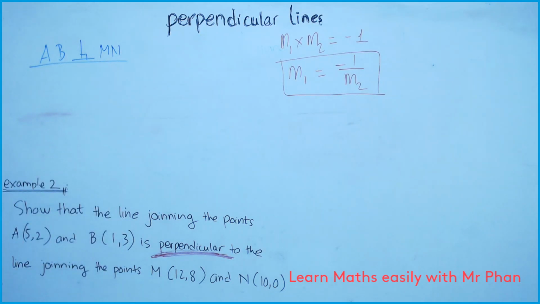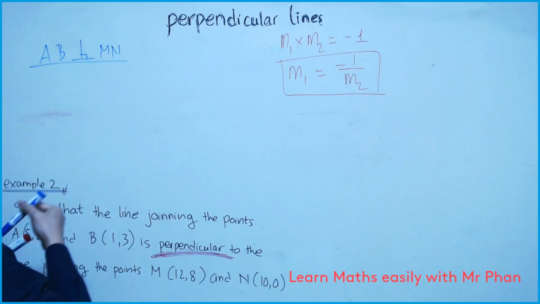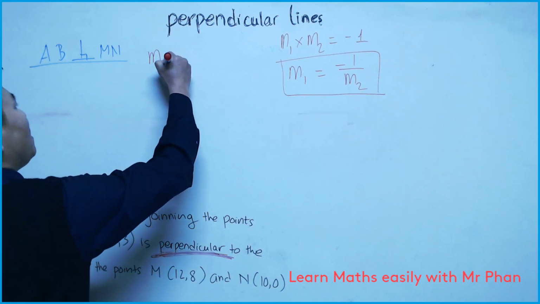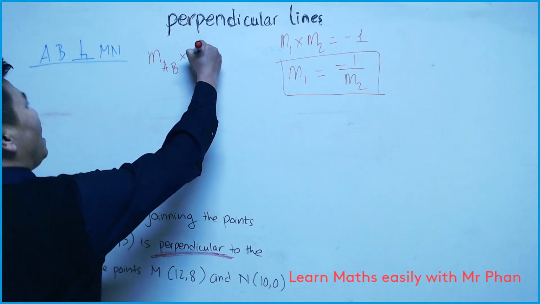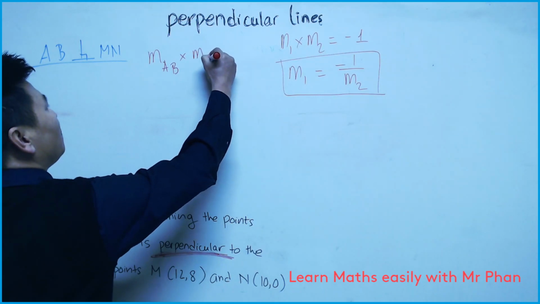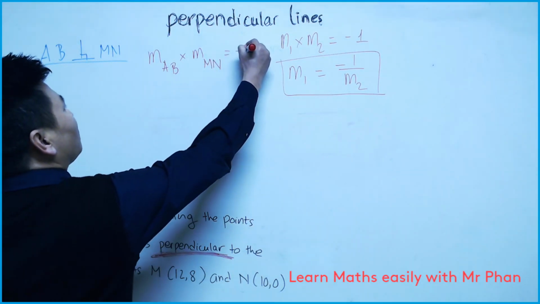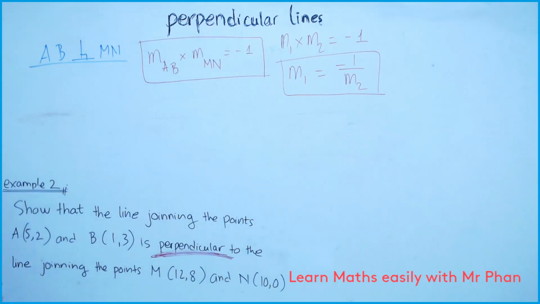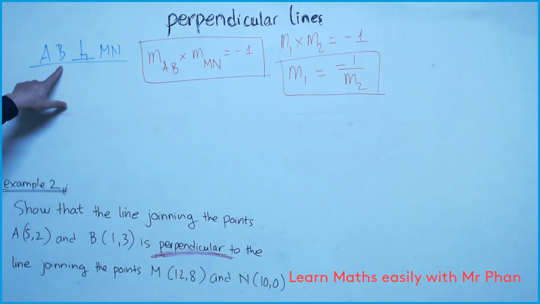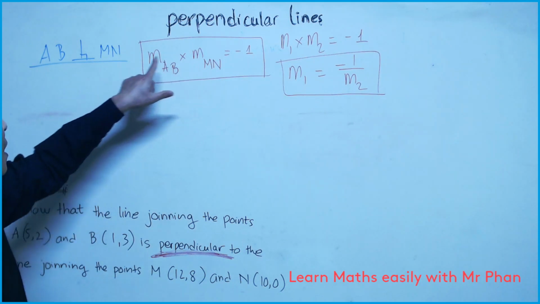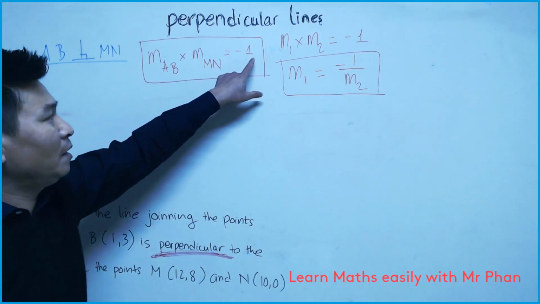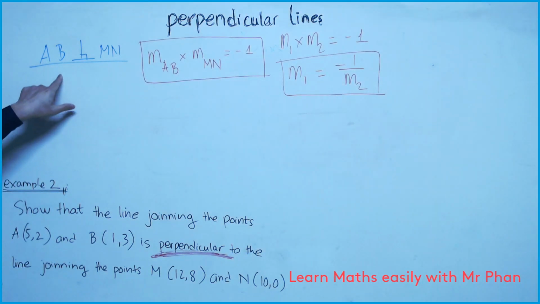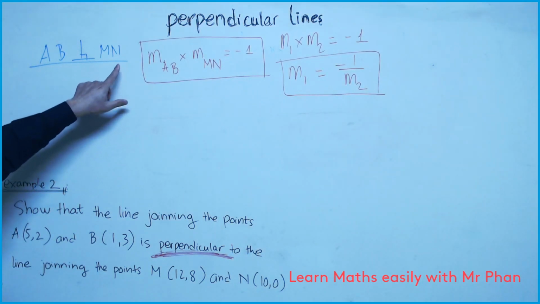So perpendicular, that means what? That means m of AB times m of MN has to be equal to negative 1. Okay, that's a rule. That means the gradient of the line AB multiplied by the gradient of the line MN should give you negative 1. If this happens, then the line AB is perpendicular to the line MN. So we have to solve it.